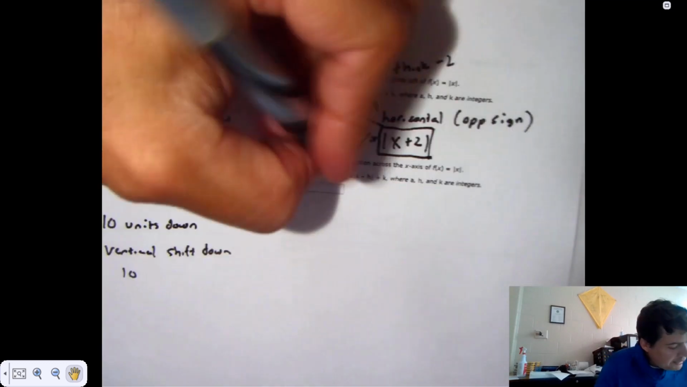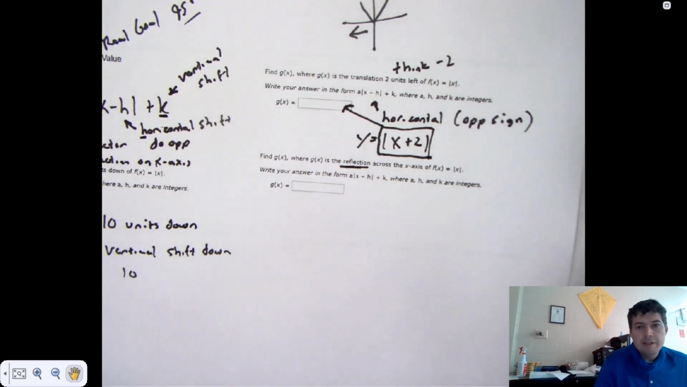Oh, here's that word reflection. Find g of x where g of x is the reflection of that mother function f of x equals absolute value of x. And seriously, say mother function. It's at least a little entertaining, okay? Graph this mother function.